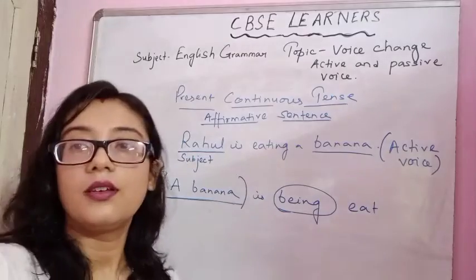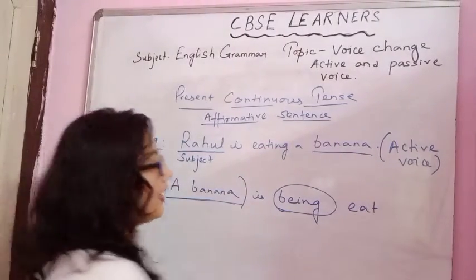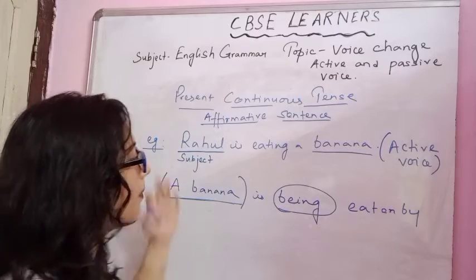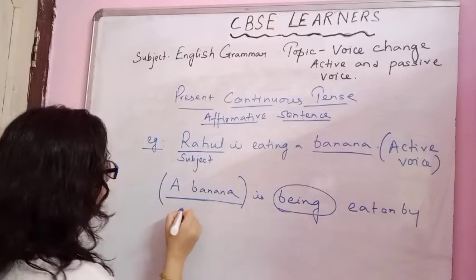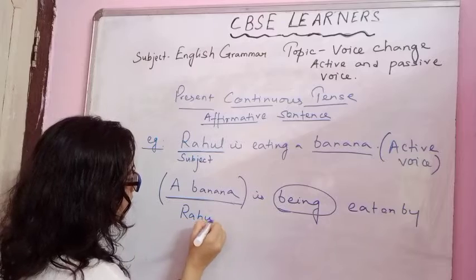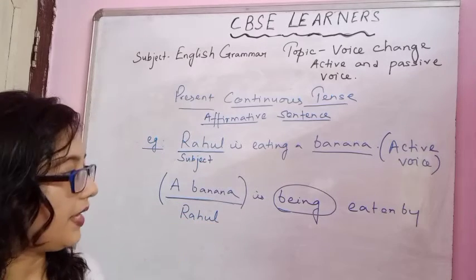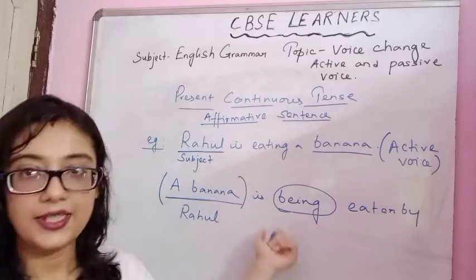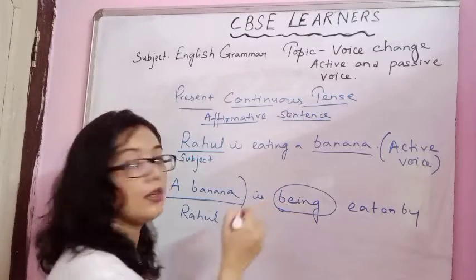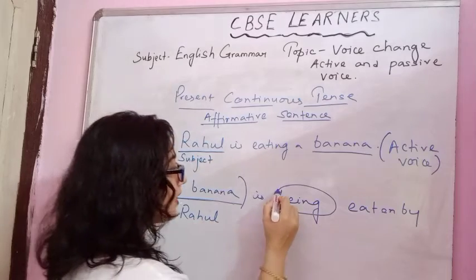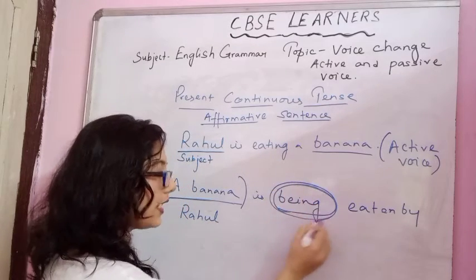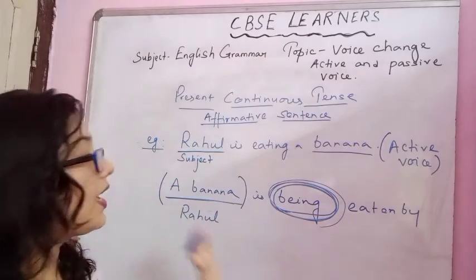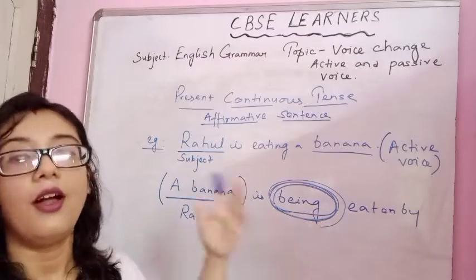Rahul is being eaten by whom? By the subject, that is Rahul. Okay, a banana is being eaten by Rahul. Instead of using directly eating, we are using this one, being. So always in case of present continuous tense, you have to use this being. Okay, so a banana is being eaten by Rahul.